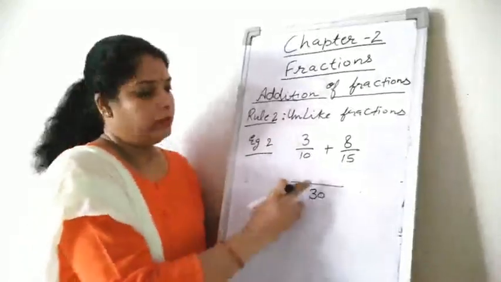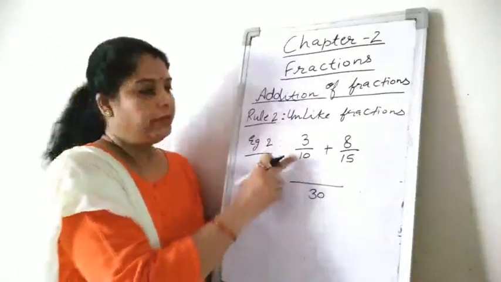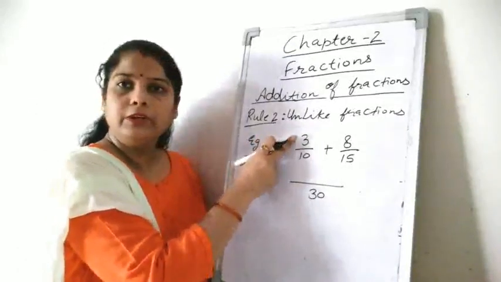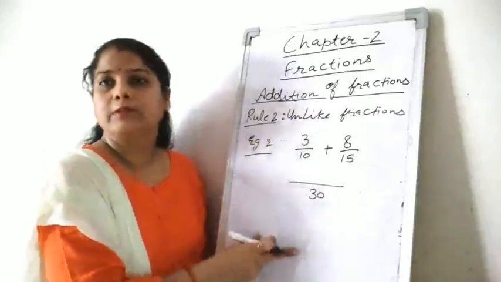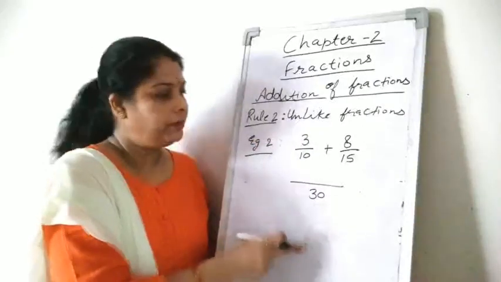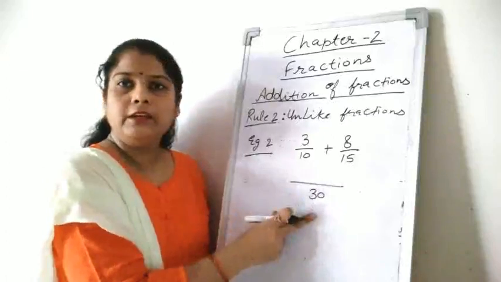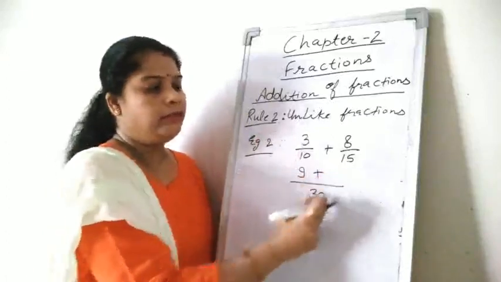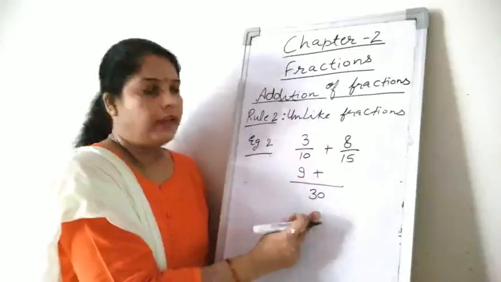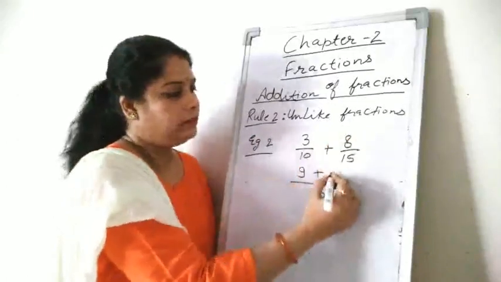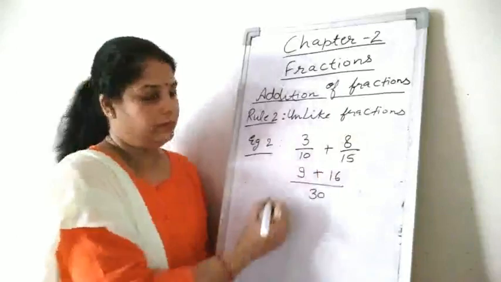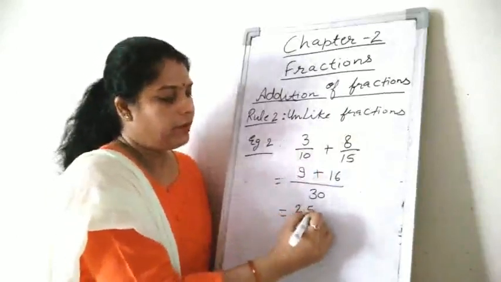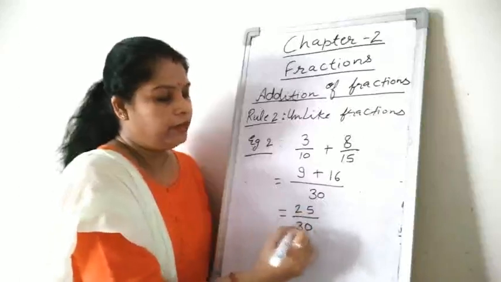Now, the LCM will be divided by the denominator and the answer will be multiplied by the numerator. The same process as I explained in ascending order and descending order. 10 threes are 30 and 3 threes are 9. Plus 15 twos are 30 and 2 into 8, 2 8s are 16. Now 9 plus 16, 25 upon 30.